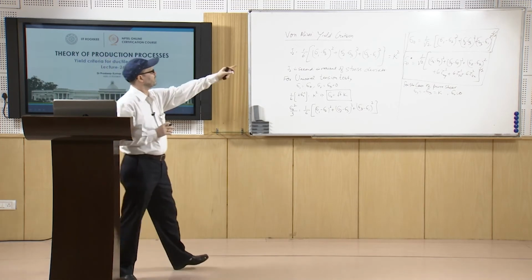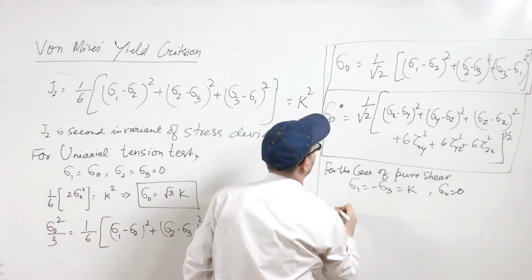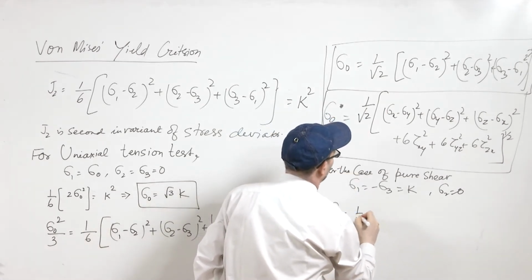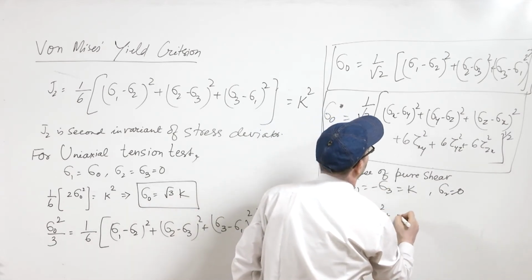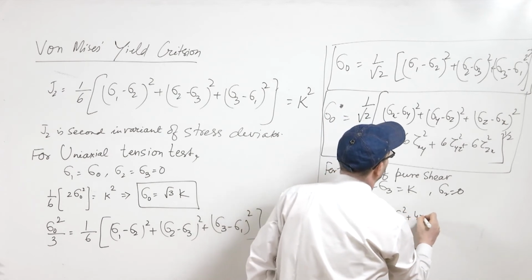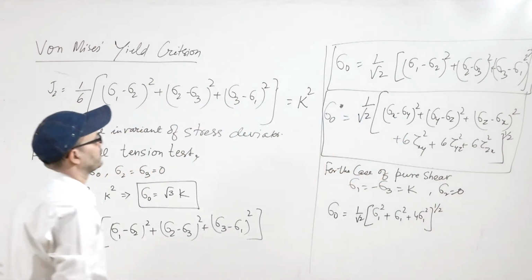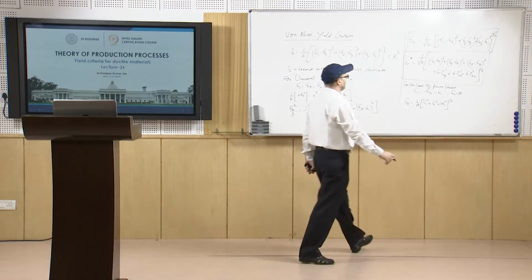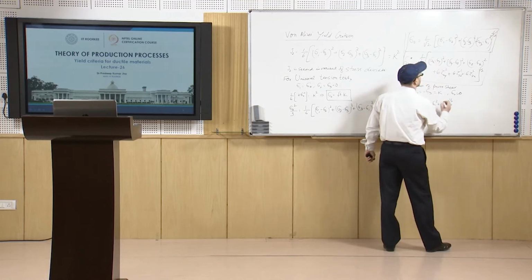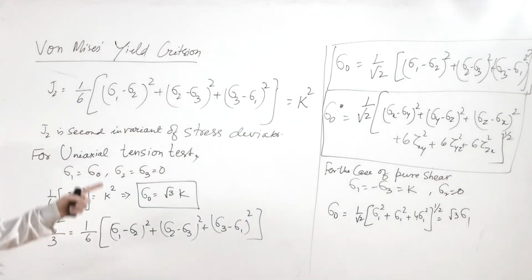So, 4 plus 2 is 6. If you put in this equation, you will have sigma 1 square plus again sigma 1 square plus 4 sigma 1 square, raised to the power 1 by 2. So, what you get is 6 sigma 1 square, so you get root 6 sigma 1. You get this root 6 sigma 1.